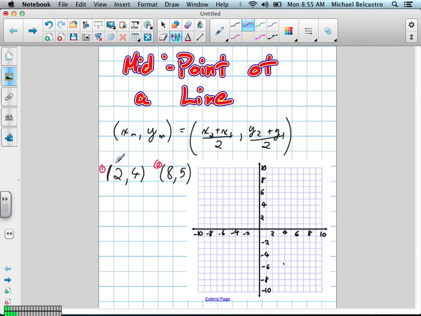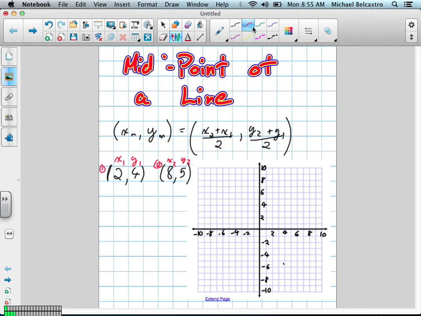When I'm saying consistent, that means if the 2 is x1, then the corresponding value needs to be y1. I can't mix them up. I can't say x1 and y2. So if that's our first point, it has to be the x1 and the y1 when plugging into this formula, which then makes this coordinate the x2 and the y2. As long as I'm consistent, I should be fine.